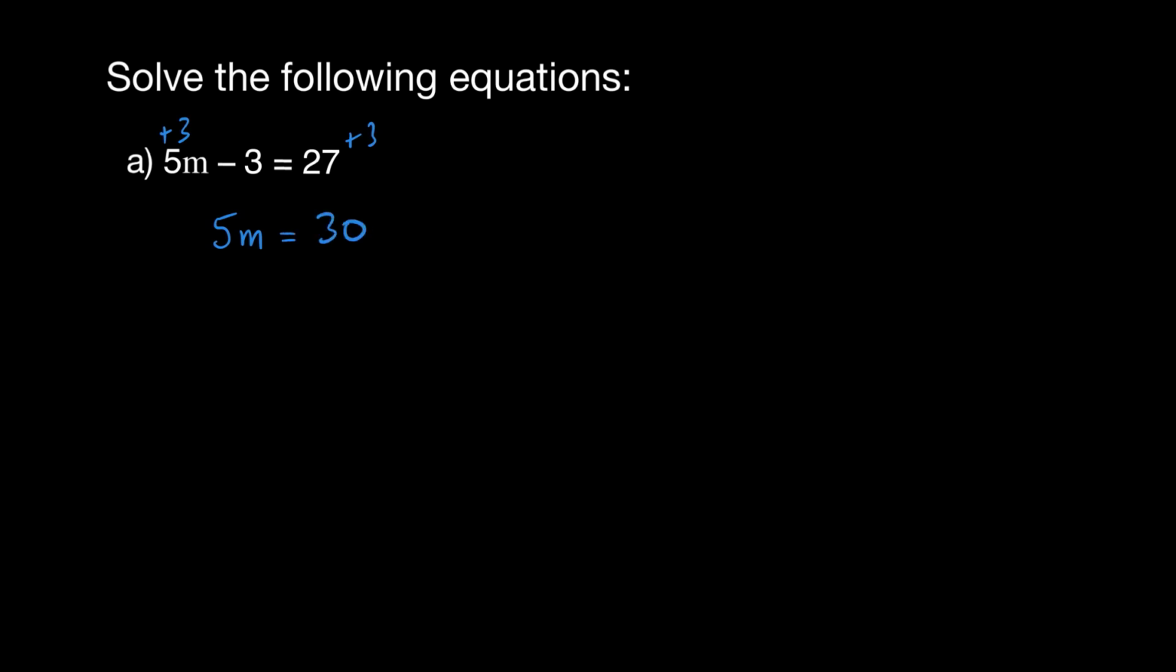Now 5m is the same as saying 5 multiplied by m. So I'm going to divide by 5 on both sides, and that will give me a value of m being 6. With these problems, if I substitute 6 back in for m, 5 multiplied by 6 is 30, minus 3, it's going to equal 27. So you can identify if you're correct by substituting your solution back into the original equation.